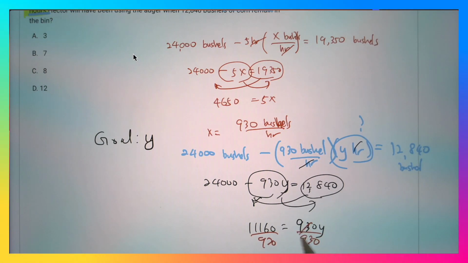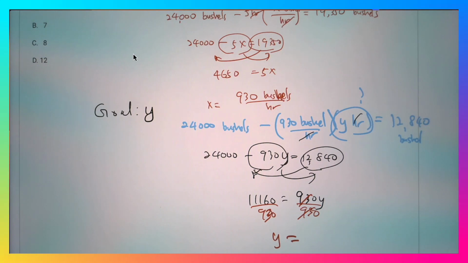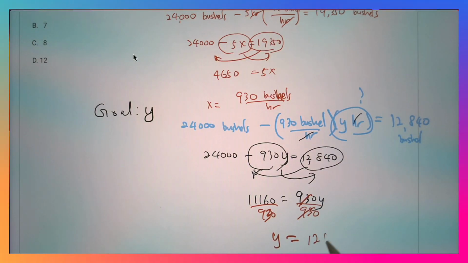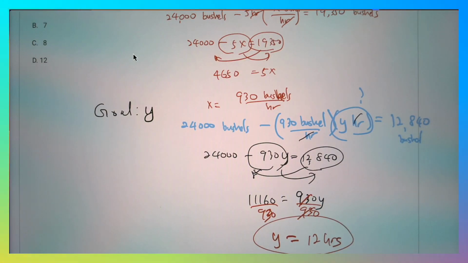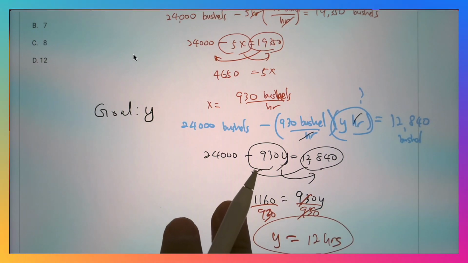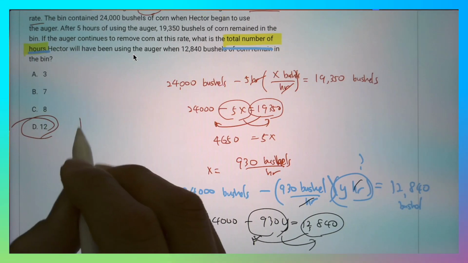again, you should do this on your calculator. You get y is equal to 11,160 over 930. You're going to get 12. So it takes 12 hours to reach 12,840 bushels left or remaining. Therefore, the answer is D.